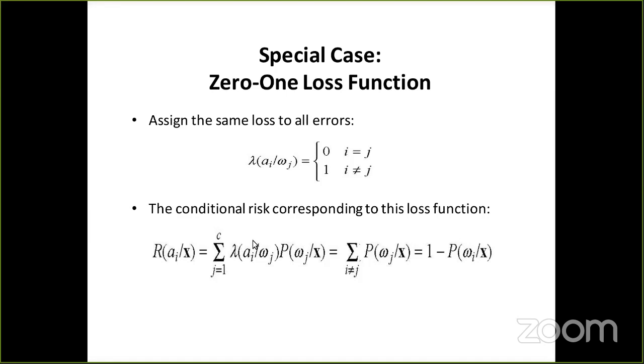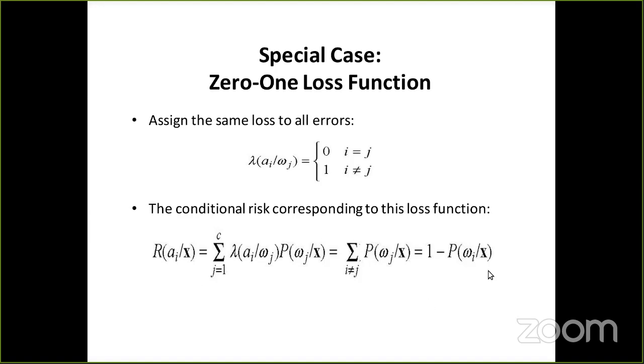And for all other cases, this will be 1, because we are saying that this lambda is 0 only when i is equal to j. So this is essentially you are summing up over all terms p of omega j given x, except when i is equal to j. So for i not equal to j, you are taking a summation. Now we know that probability should sum up to 1. So this is equivalent to 1 minus p of omega i given x.